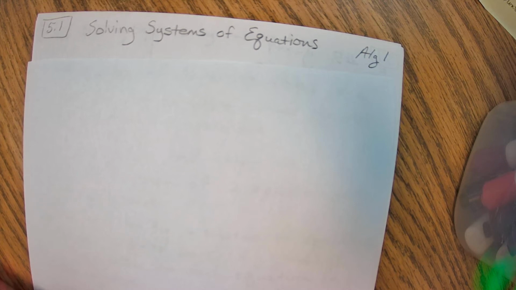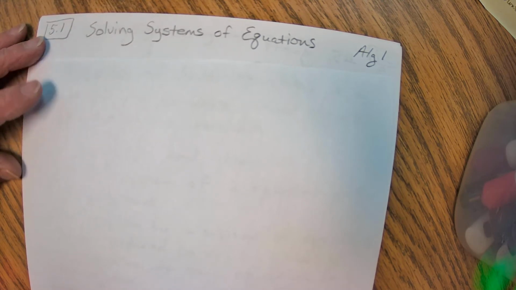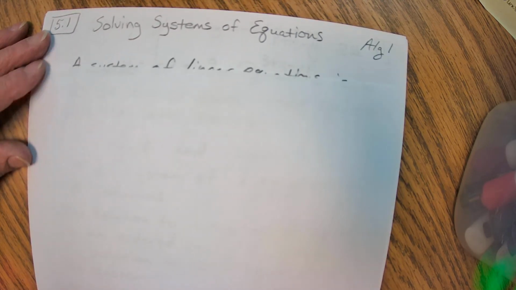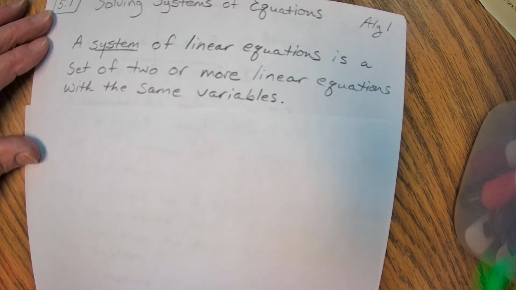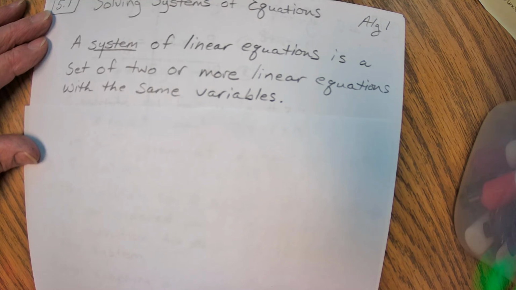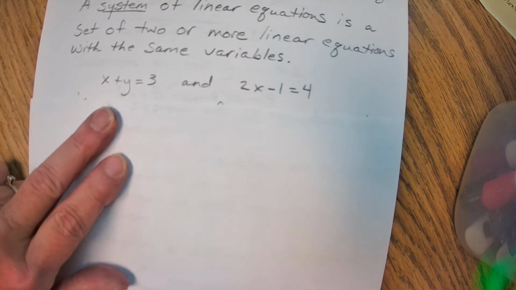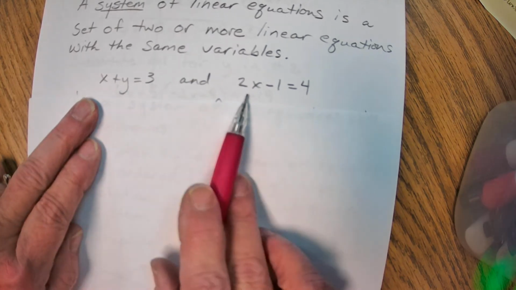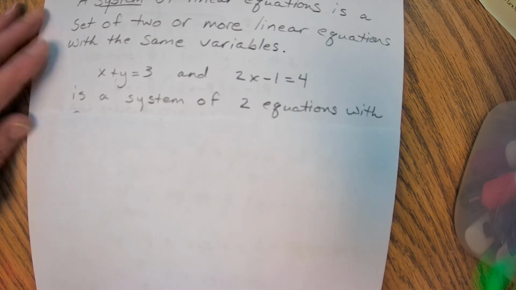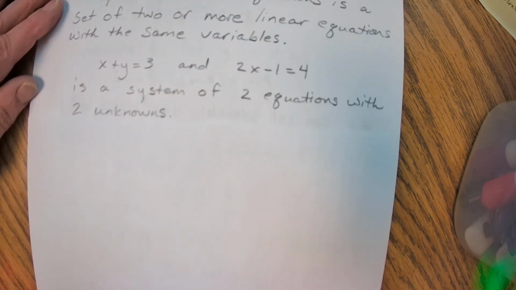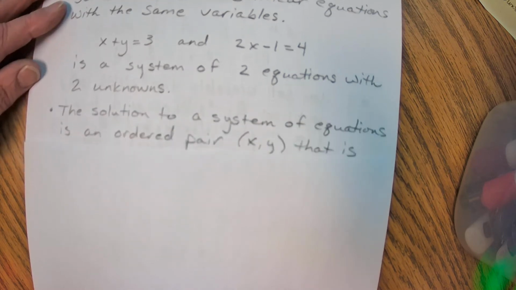Okay, this is Algebra 1, Chapter 5, and this chapter will be solving systems of equations. A system of linear equations is a set of two or more linear equations with the same variables. These two are a system of two equations with two unknowns, and the unknowns are x and y.